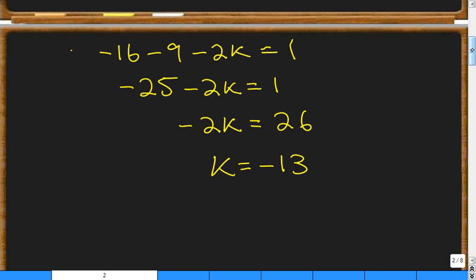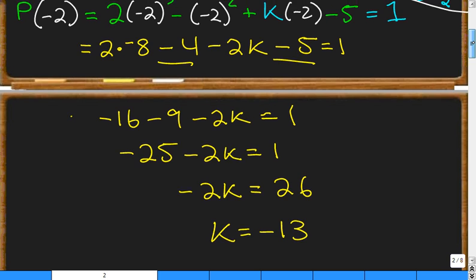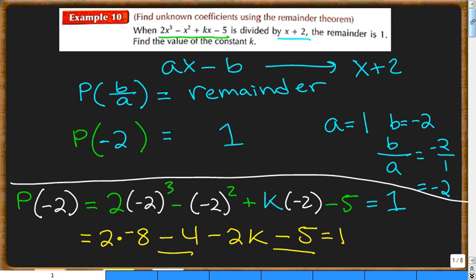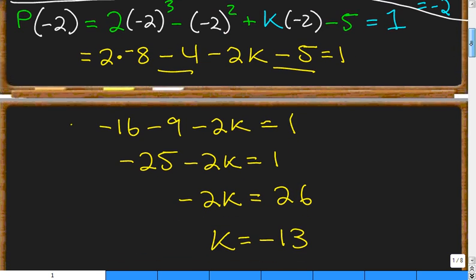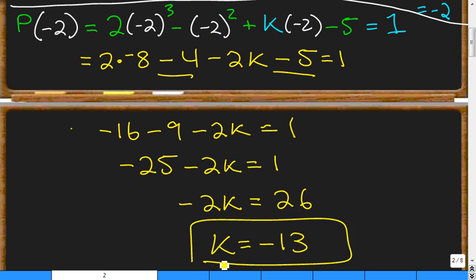So based off of the information that they told us, k would have to be negative 13 in order for this statement to be true. So it's all based on the remainder theorem. If we know what our remainder is, we can place it there. And if we know what our b over a is, which is based off a divisor, we can place it there. And then we can go ahead and actually apply those numbers to evaluate our function and find any missing coefficients, which in this case, again, we found k to be negative 13.